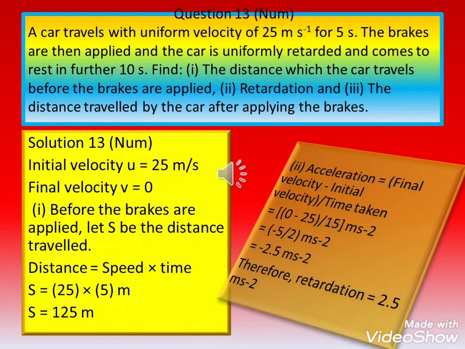Second part of the question. Acceleration is equal to final velocity minus initial velocity, whole divided by time taken. That is, by substituting, we will get acceleration is equal to minus 2.5 meter per second square. Here the value of acceleration is negative, which means the object is retarding. So the retardation is equal to 2.5 meter per second square.